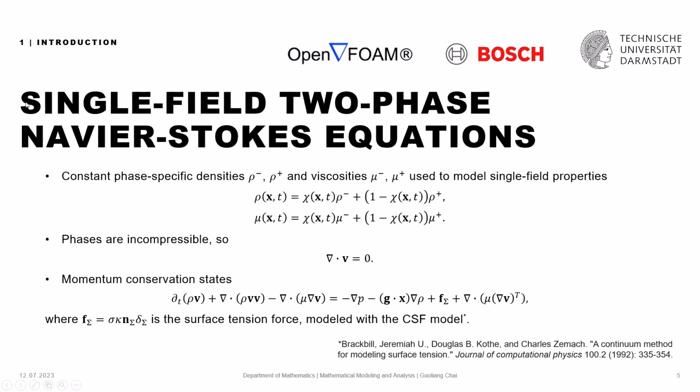With the VOF method, we can have a single-field two-phase Navier-Stokes equation. The constant phase-specific densities rho minus and rho plus and the viscosities mu minus and mu plus are modeled using the indicator function, and the phases are assumed to be incompressible. So we have the continuity equation, and the momentum conservation is this. Here F sigma is the surface tension force, and we use the CSF model to model this force.